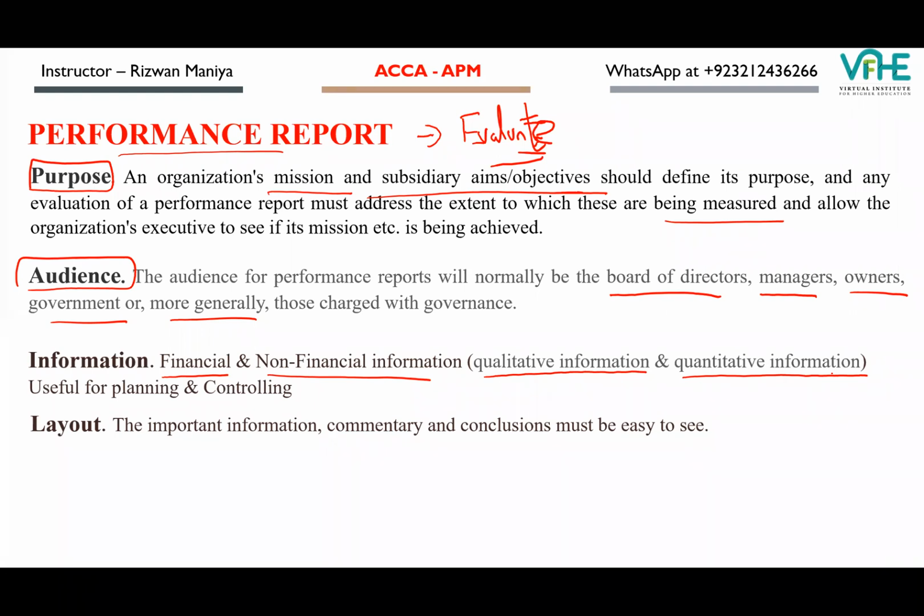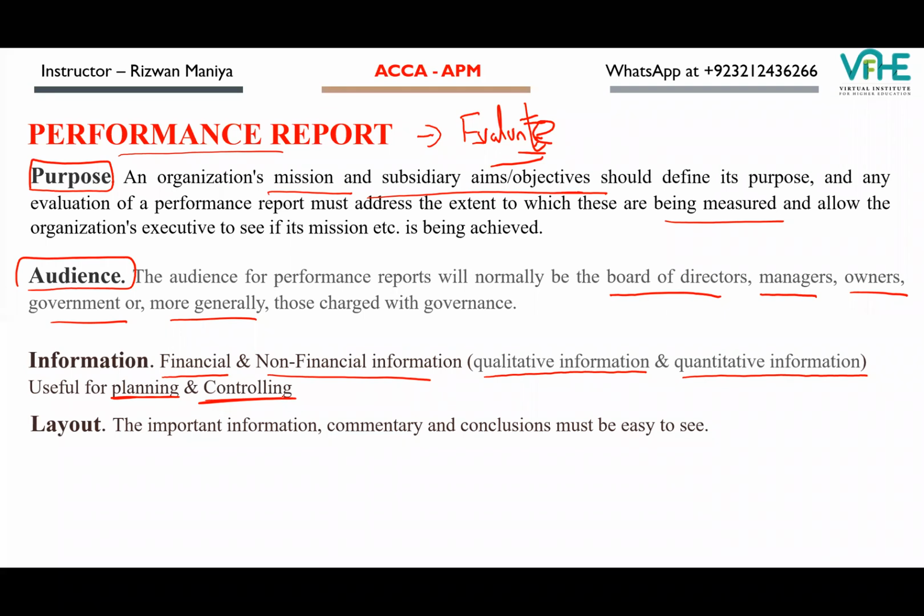Like staff morale is qualitative, but number of employees is quantitative. Furthermore, you have to check whether that information is useful for planning and controlling. One kind of information helps you plan in future, and the other helps you compare your performance and find out whether you have performed well or not. So you have to check whether the information given to you in the report is for planning purpose or for controlling purpose.